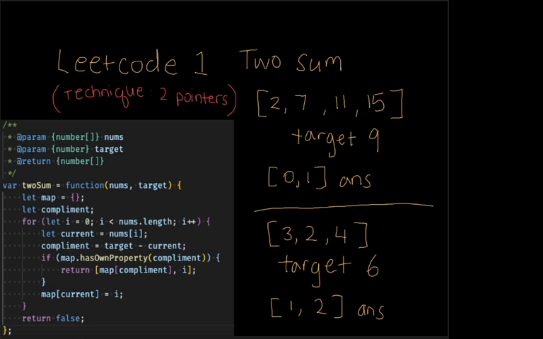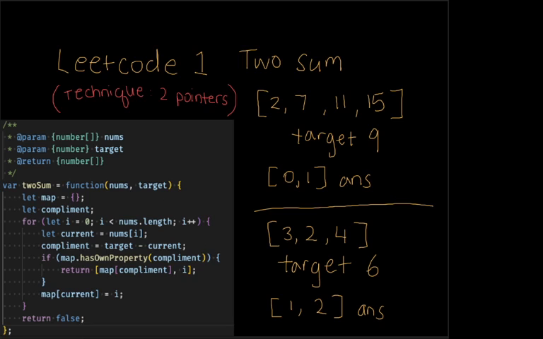For this question, you're given an array of numbers and a target value, and what you want to do is to see if there are two numbers in the array that add up to the target value. And if you find those two numbers, return the indices for those two numbers.